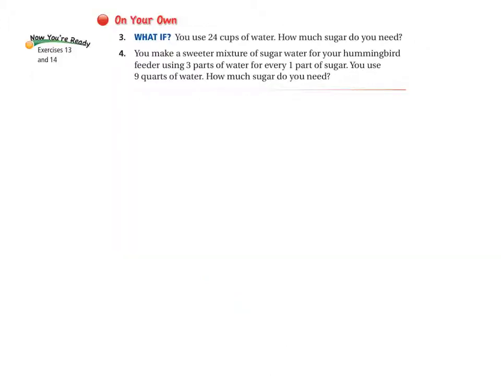So now, looking at this same pattern, again, we're going to use that same thing for number 3. We're going to use the ratio 4 to 1, 4 parts water to 1 part sugar, and it says what happens if you use 24 cups of sugar. So pause for a second and figure out how many cups of sugar. So blank cups of sugar.